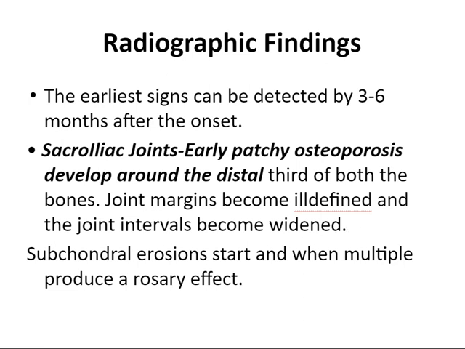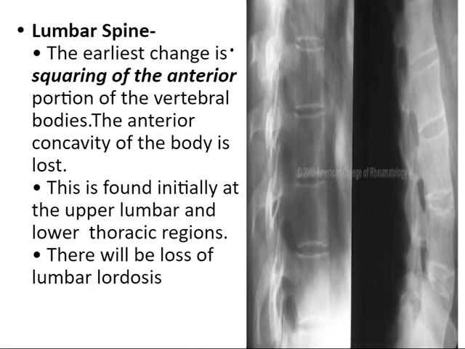And also subchondral erosions start, and when multiple, they produce a rosary effect. Subchondral bone erosions will start. See, this is the lumbar spine. Earliest changes we have already discussed: squaring of the anterior portion of vertebral bodies. That is loss of concavity, which is natural. We have already seen the picture. There is loss of concavity and there is squaring of the anterior portion of vertebral bodies. This is the earliest change. You can see here.